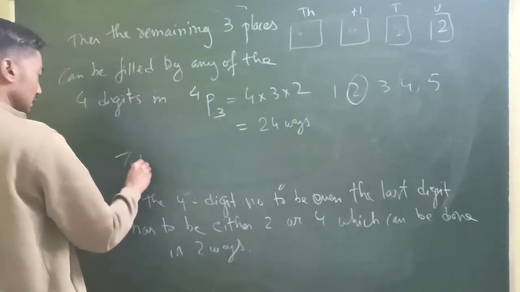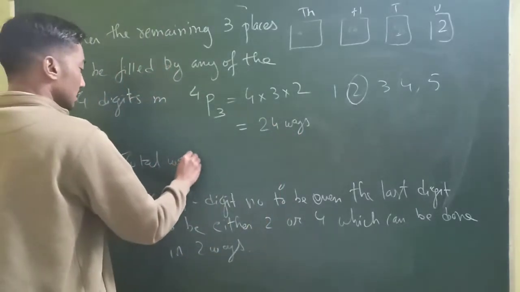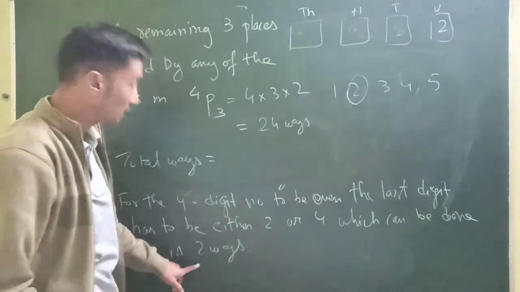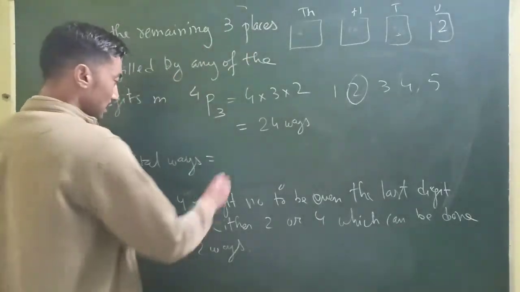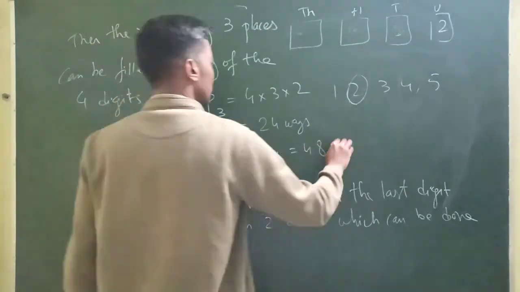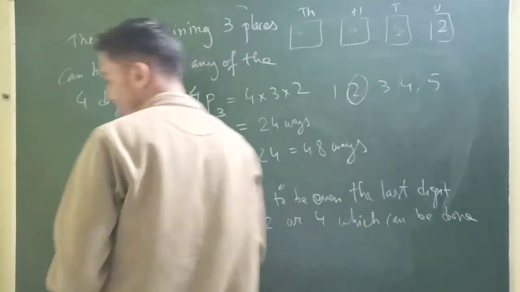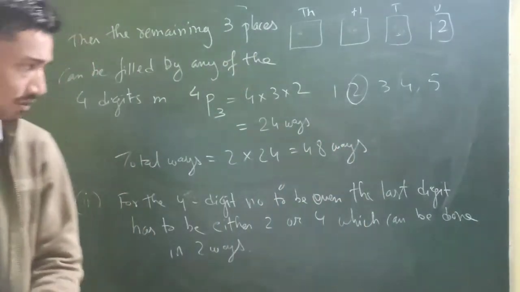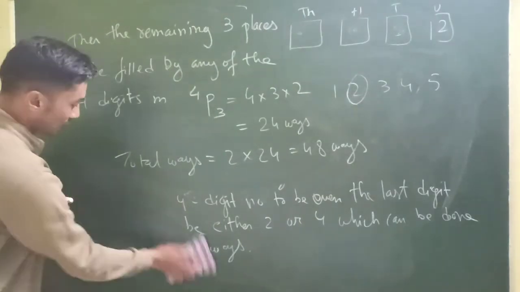So in that case, the total ways will be what? This one, that last digit is fixed. It can be done in 2 ways. Remaining can be done in 24 ways. So we can fill it out in how many ways? 48 ways. Simple as that. Okay? 48 ways.